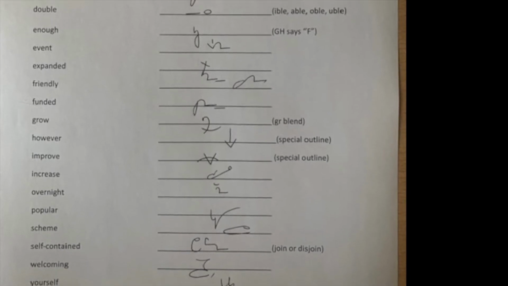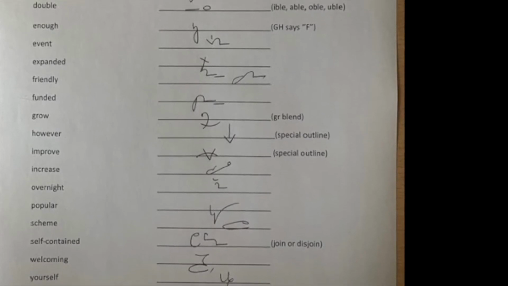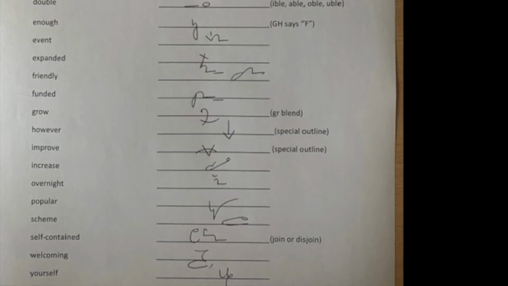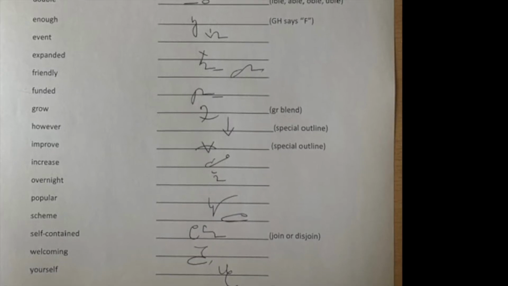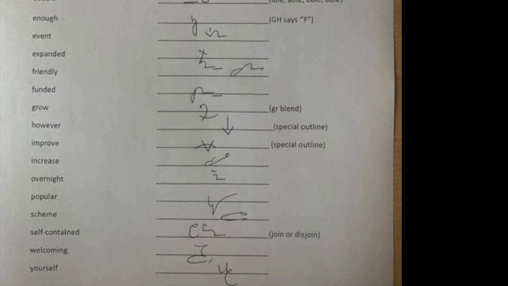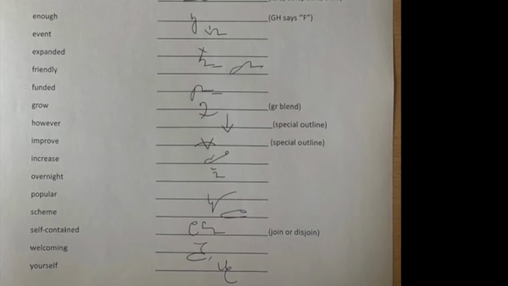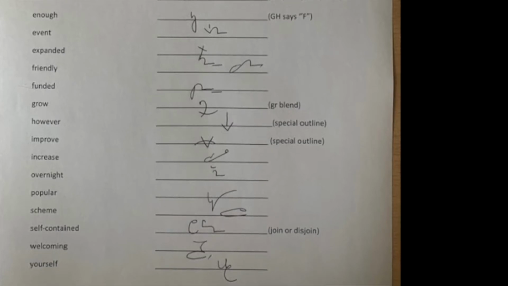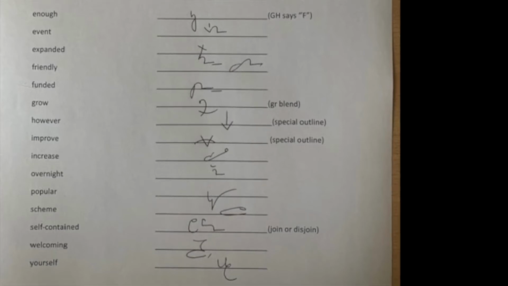Self-contained, self-anything. If you go back to the theory lessons, you'll see that self can either be joined or disjoined, depending on what follows. And here, because it's self-contained, I've chosen to disjoin so that the T is on the line. Welcoming, CM blend. Nice and wide for that CM blend, and the disjoined I for ing. And yourself, any outline that ends in self, just SL for self. And in yourself, the L comes downwards.